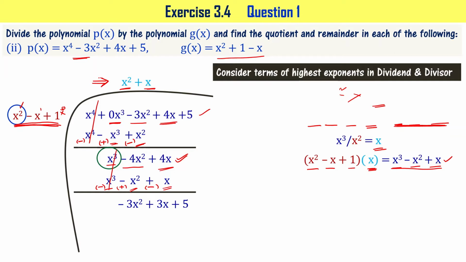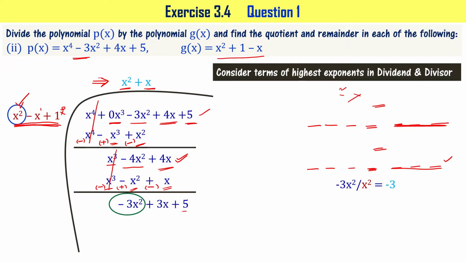So minus 3x square plus 3x, and I have brought this 5 down, so that the expression you have now is minus 3x square plus 3x plus 5, right? Let's see the term containing highest exponent here, minus 3x square. We have to now divide minus 3x square with x square, right? Let's do that. So you cancel this particular x square with this particular x square, then what you have is minus 3.